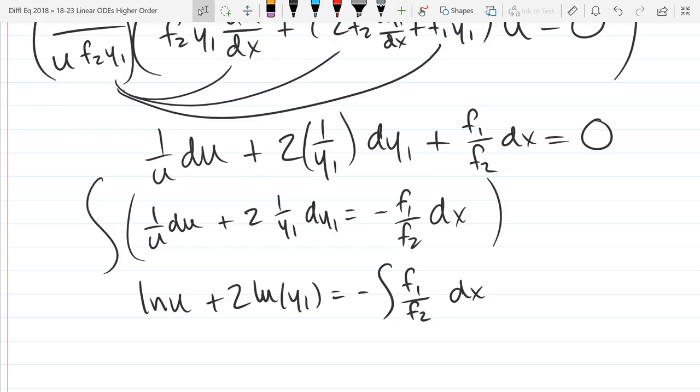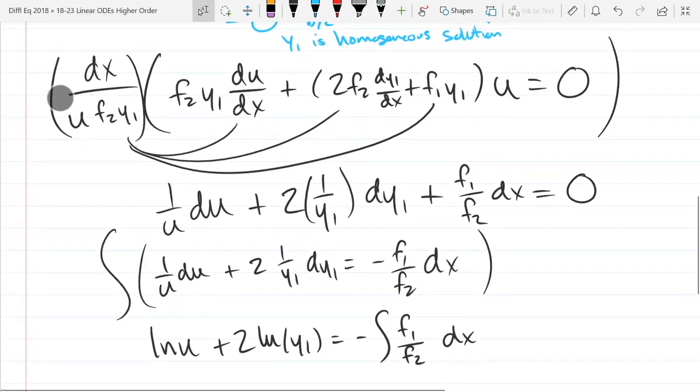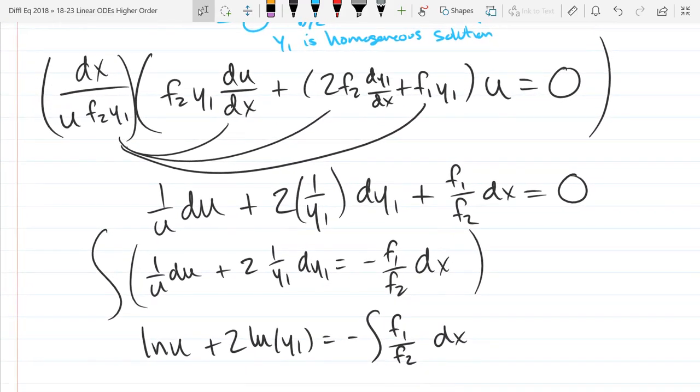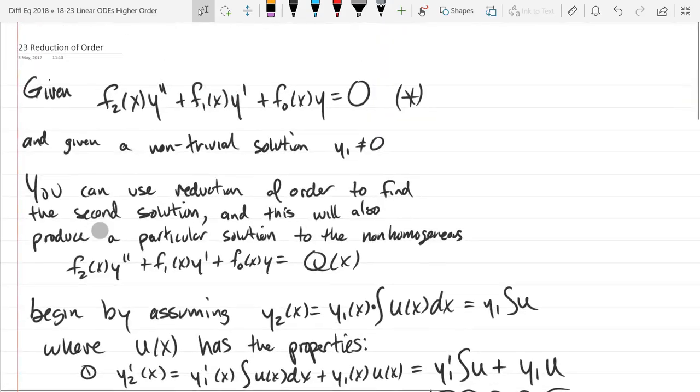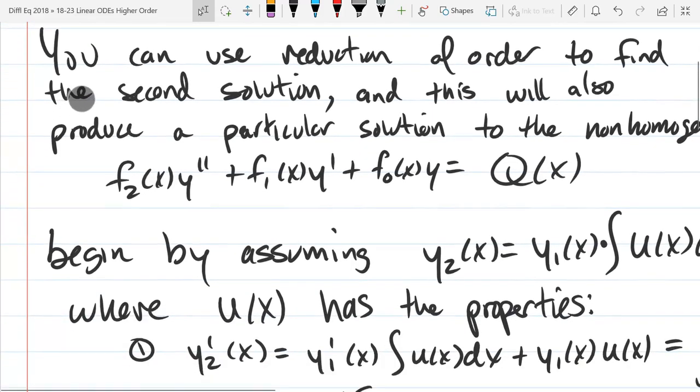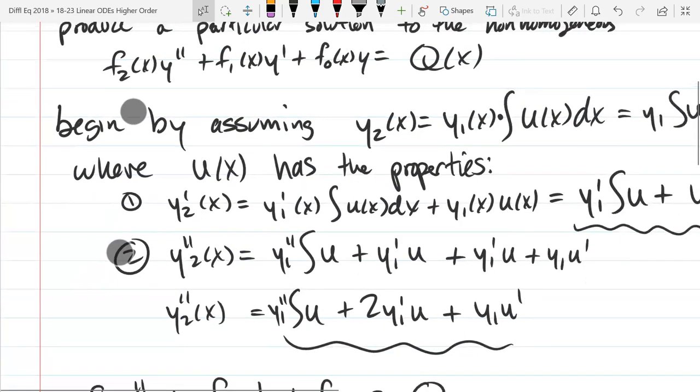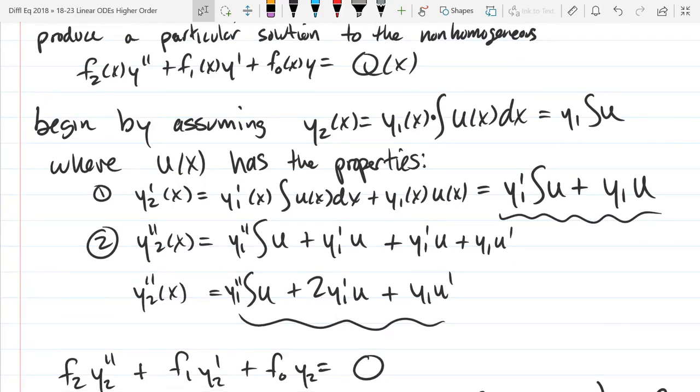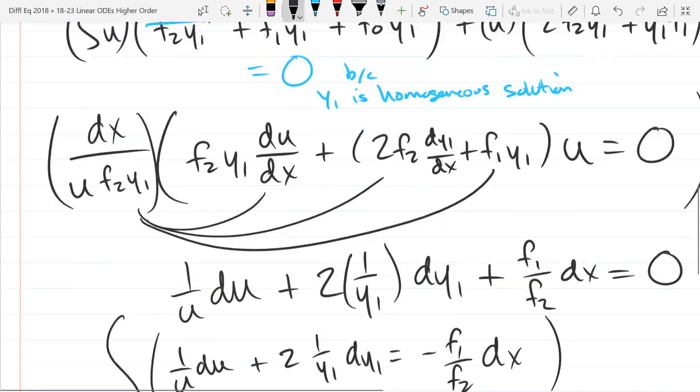What in the world are we trying to solve for? So it's not f1 and f2. That was in our original ODE. We're trying to solve for f1 and f2. So it's either y1 or u. Let's look back at our assumptions. So we assumed y1 was a non-trivial solution that we just got for free. So we're not trying to solve for y1. We're trying to solve for u, which is somewhere down here. So we're trying to find this u of x with these properties. So we're trying to solve for u.